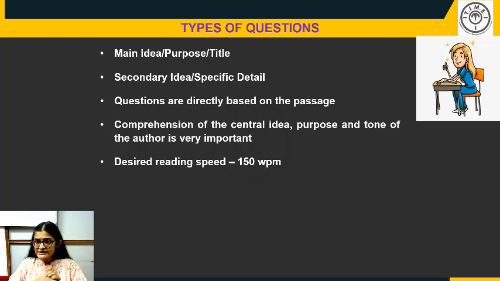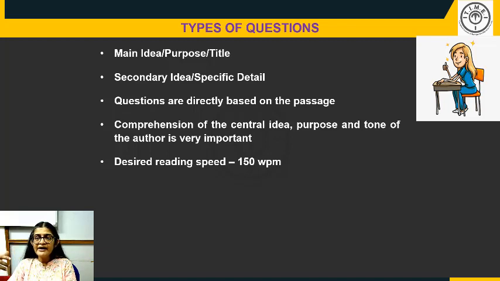Okay, so the title of the passage is also closely related to the central idea. So a trick that the examiners, the people who set the questions, may play here is, they may give you some titles which are related to some sub-ideas or secondary ideas. But you have to ignore those options and go for the option that reflects the central idea. Same thing with the main idea questions also.